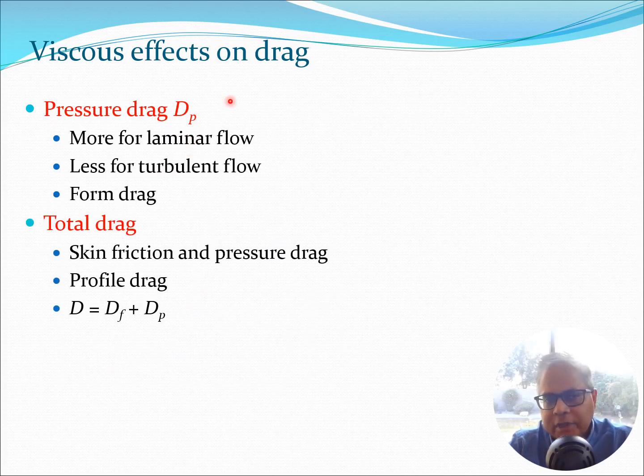Now we also see that pressure drag is going to be impacted differently here. The pressure drag is going to be more for laminar flow and less for turbulent flow. Pressure drag is also sometimes known as form drag, and the total drag is the skin friction drag plus the pressure drag. So we combine these two to form the complete drag here. This is sometimes also known as the profile drag. Keep in mind that this drag is coming because of the profile or shape of the airfoil section.